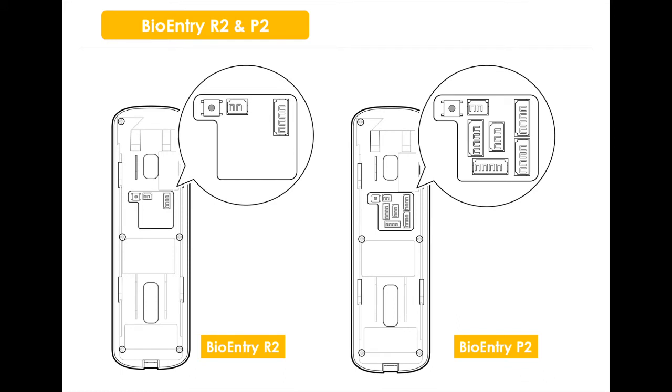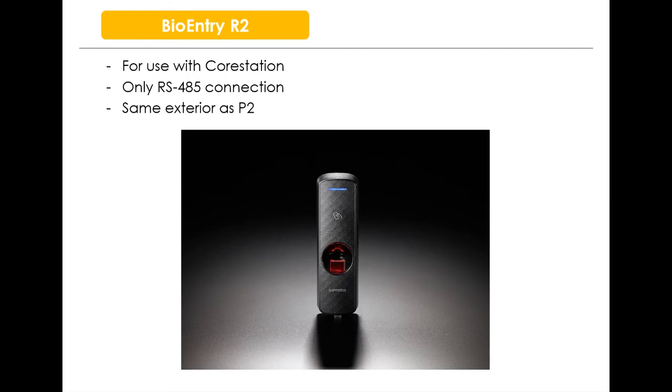R2 has a power port and an RS-485 port only, unlike P2. R2 is our new dummy reader device, which only has an RS-485 connection. It has the exact same exterior as BioEntry Plus 2, but is a stripped-down version. If you are going to use Core Station, this device would be perfect for your setup because you only need to send the card and fingerprint data to the master.